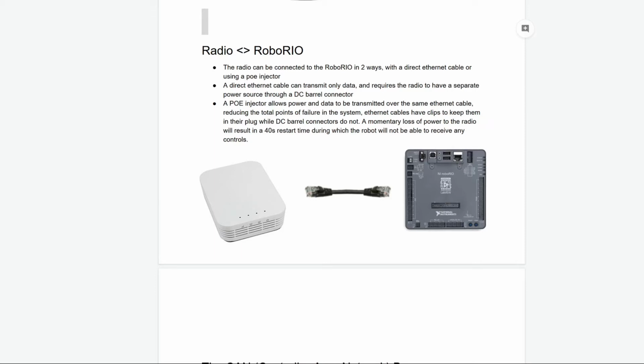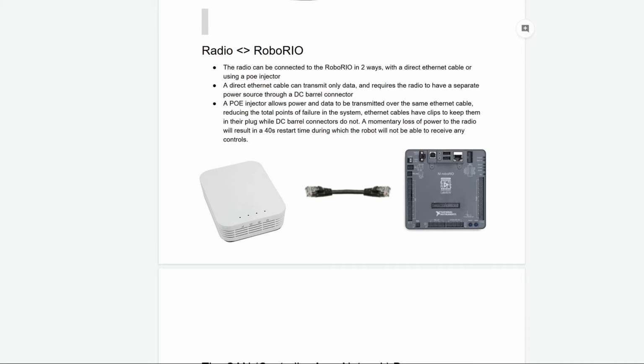Usually we run PoE because it's one less wire to run, one less wire that can fail when we're in a competition, and it just simplifies wiring. So we would go from the VRM, which is the voltage regulator, which outputs a 5 volt, 12 volt 2 amp signal. Then that would go into a PoE injector, which puts the power into the Ethernet cable and then to the radio. The other side of that injector would be connected to the RoboRio for data.